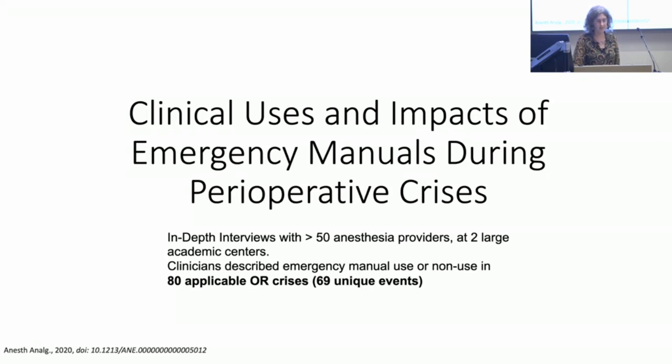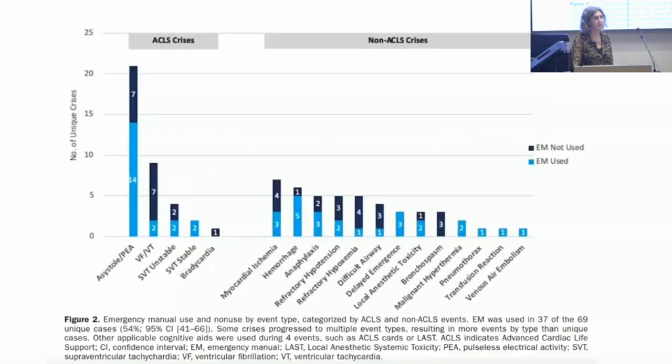The numbers differ slightly there because people could have multiple crises. Crises could evolve into different events, but you get the idea that going from case reports, this was then the first big study actually looking at this data. And we looked at both quantitatively and qualitatively. So you can see the ACLS crisis as well as the non-ACLS with the EM used and not used for the variety of events.